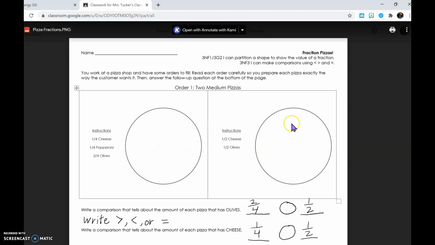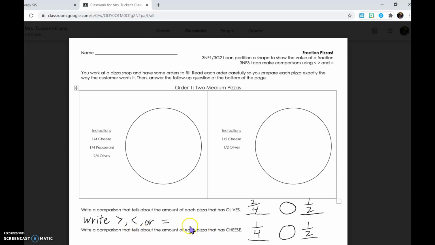After you split the pizzas, you need to then compare the amount of olives on each pizza. So for the first pizza, there's 2/4 olives, and on the second pizza, there's 1/2 olives. So you need to, in this circle, put greater than, less than, or equal to. Remember, if the alligator mouth is open to it, that fraction is greater.